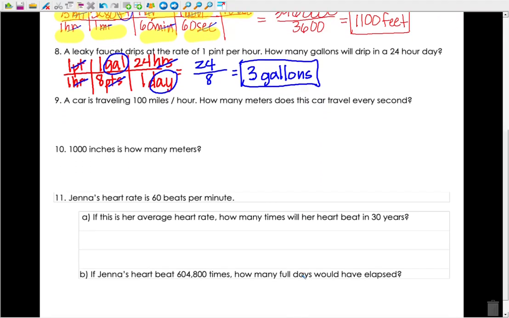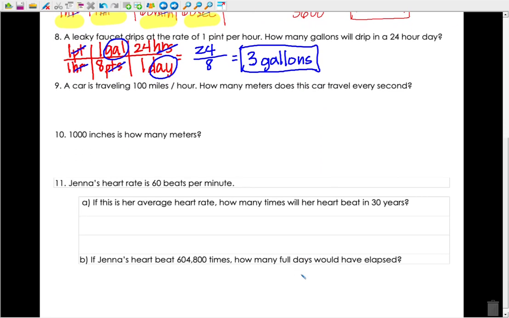A car is traveling 100 miles per hour. How many meters does a car travel every second? Okay, so we look at this and see that we're going from miles to meters and then from hours to seconds. Let's start with one thing at a time. I want to change my miles to meters. In doing so, I need to be able to find the portal where I can go from miles to feet or meters and over to metric, because I'm going from miles, which are customary, over to metric.